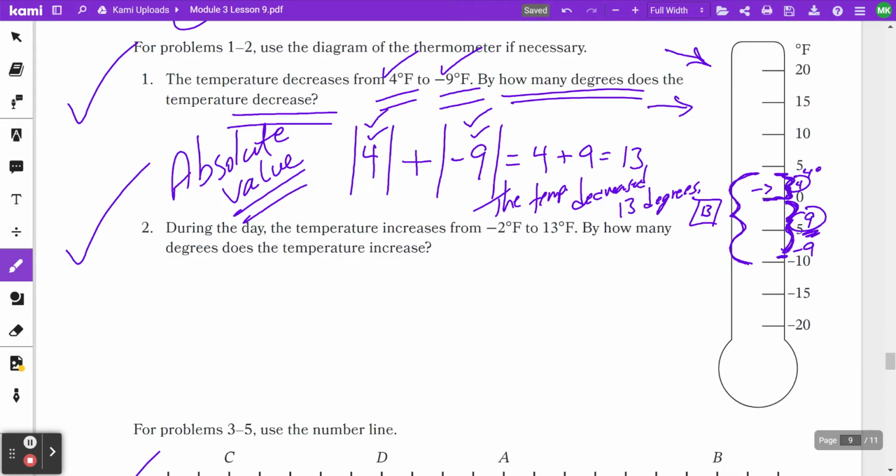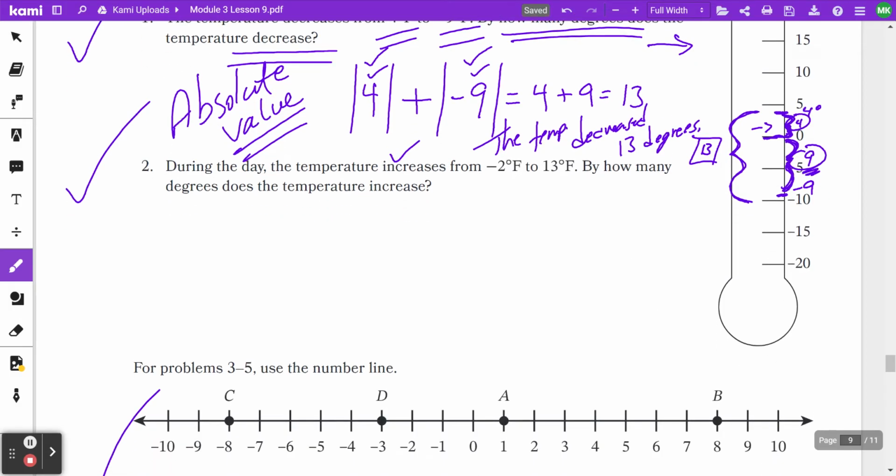Next one. During the day, the temperature increases. It goes up from negative 2 to 13. Maybe I'll just draw my own here. Negative 2 degrees, so that's below 0. Let's say 0 is hanging out over here, and it goes all the way up to 13 degrees. Very similar to the previous problem. So I want the distance from that 13 to 0, and I want to add that to the distance from the negative 2 to 0, because the temperature went up all the way.